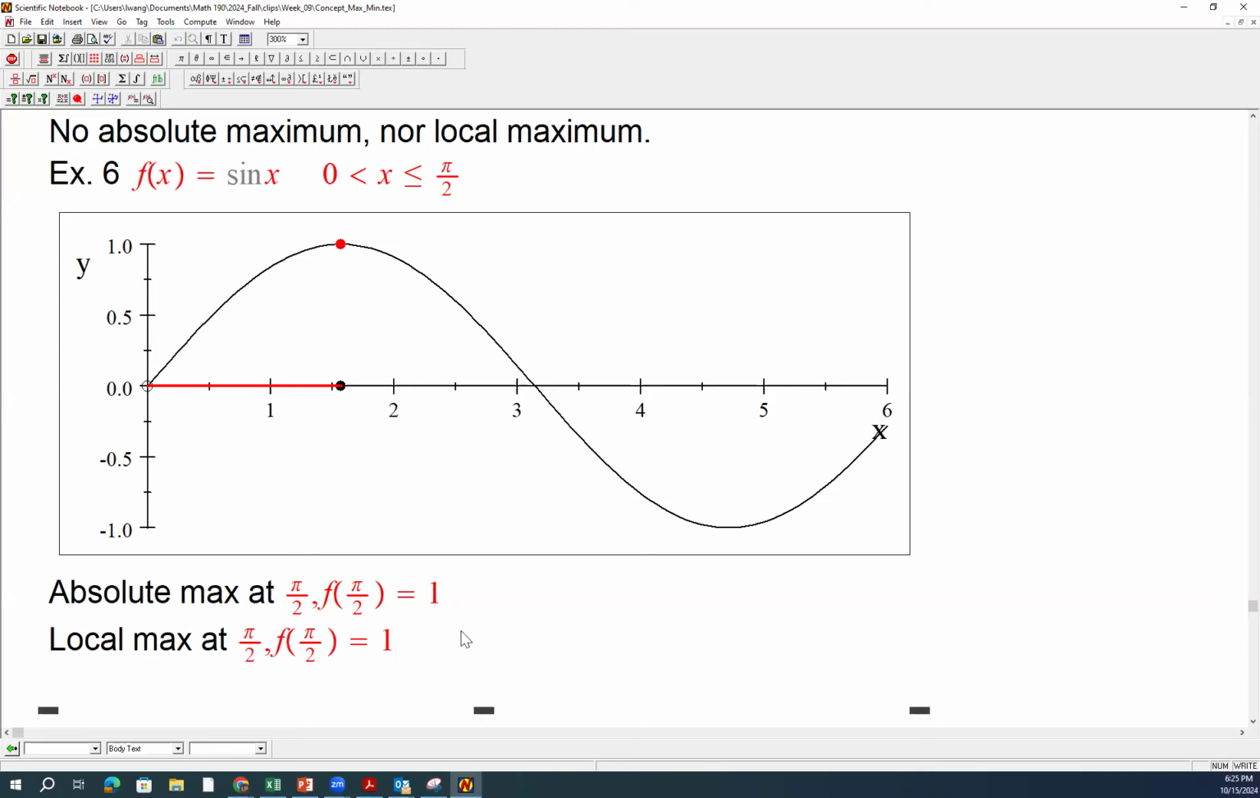Now, how about minimum? This time, there's no absolute minimum nor local min. They're not necessarily logically related. It's just that in this case, we don't have a local min or an absolute min. Sometimes we have a local min, but we don't have an absolute min. We will see those examples in the future.